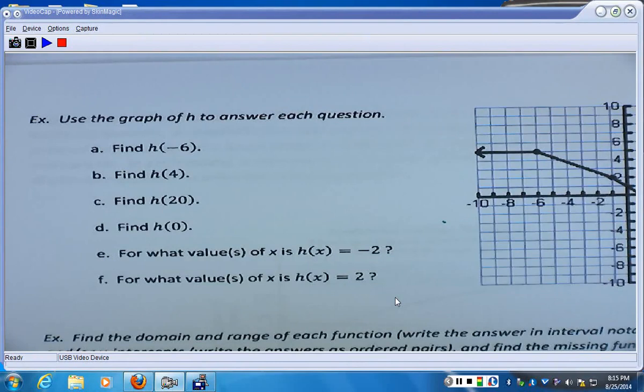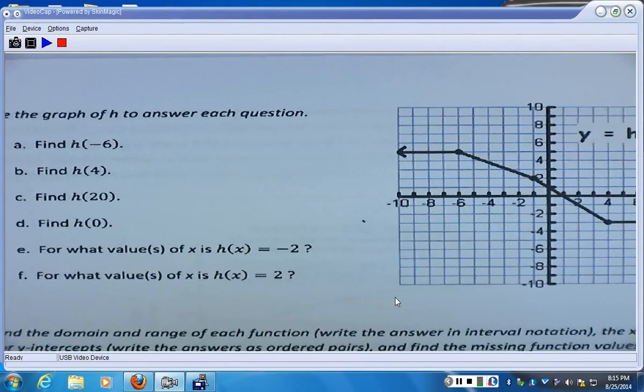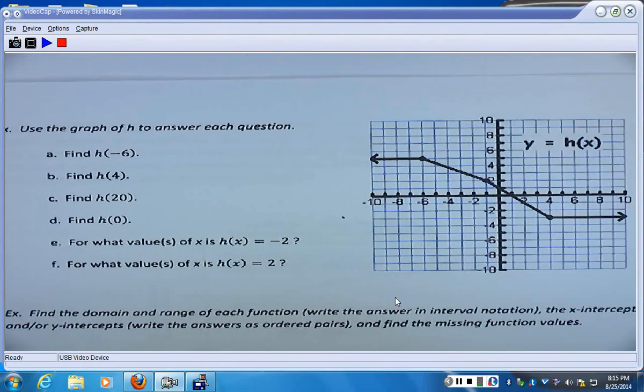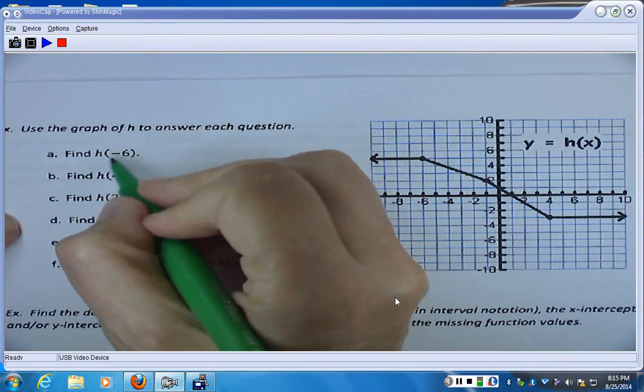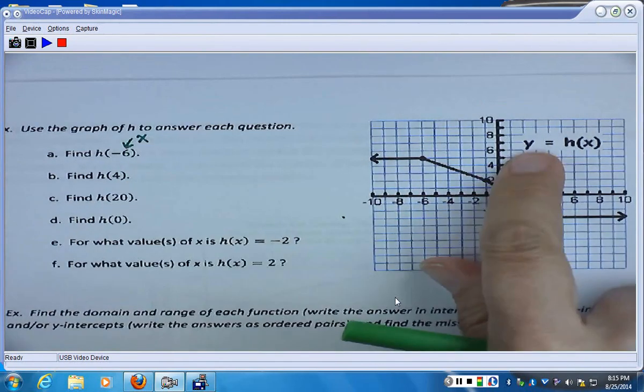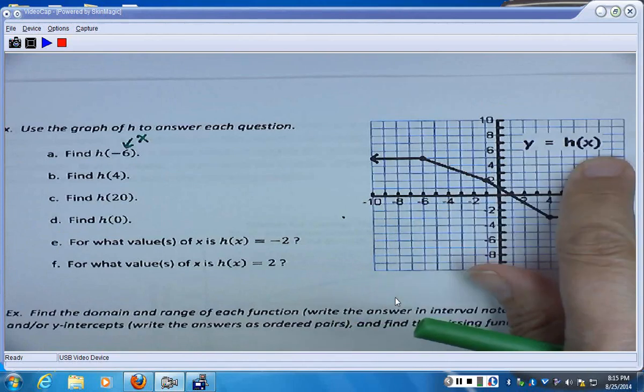Okay, so this is an important type of example because you're gonna need to be able to do this on your homework and on your test and everything. So we're gonna use the given graph to answer each question. So you need to understand function notation. Whatever's inside of these parentheses, that is your x. Here's the function, y equals h of x.